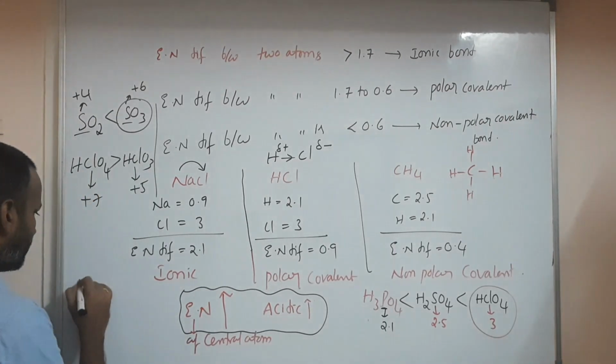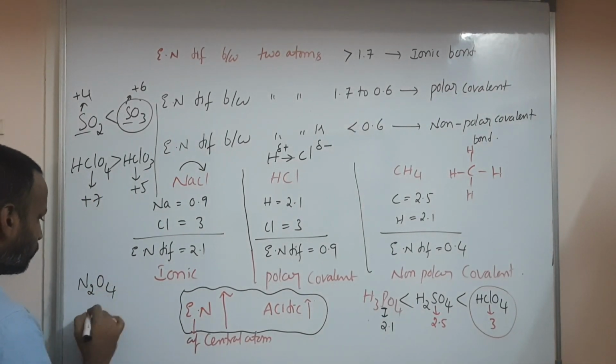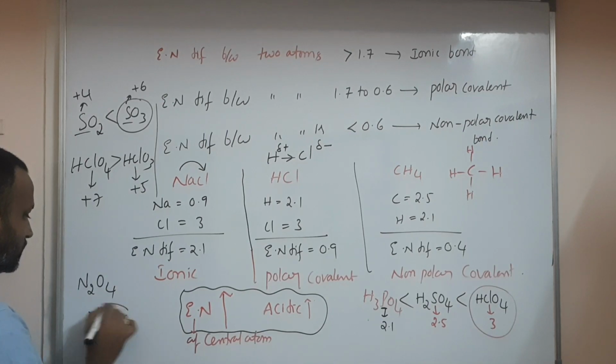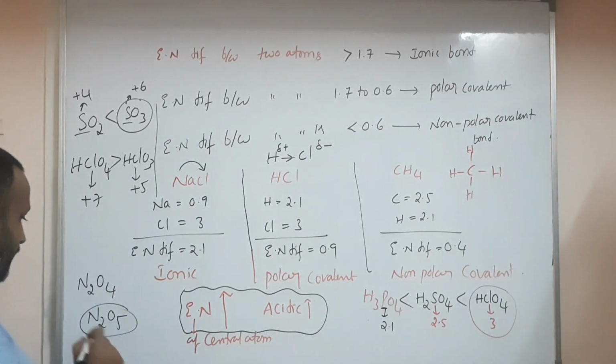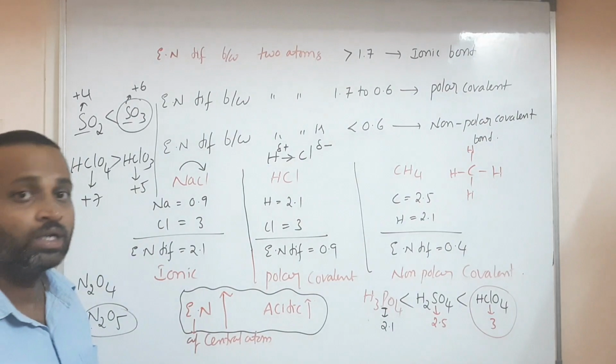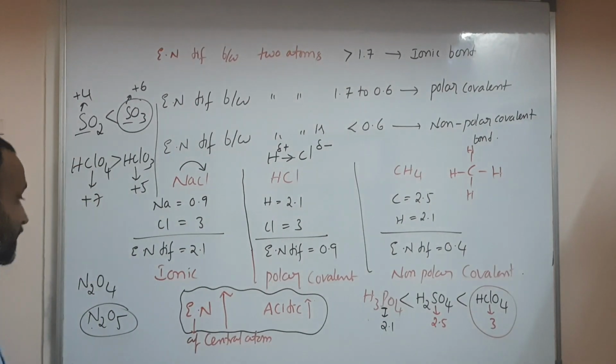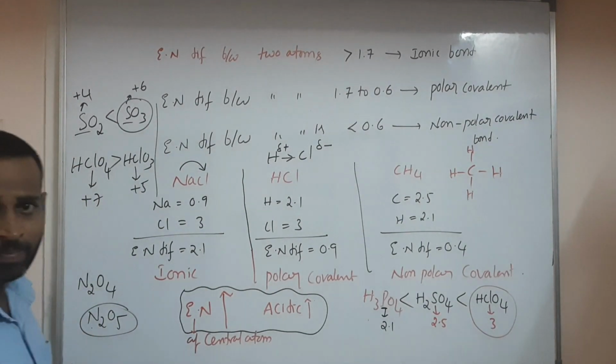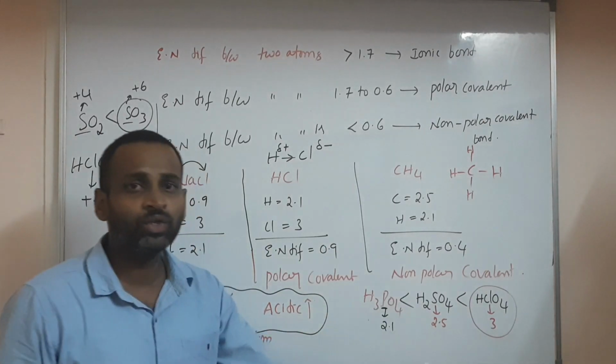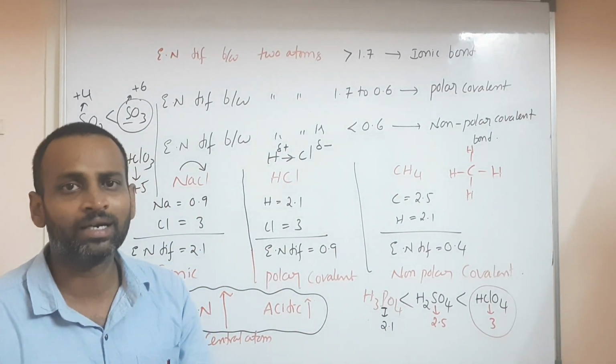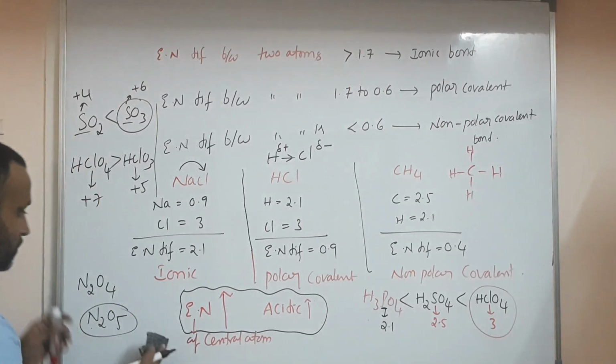Understand? Simple. Like N2O4 and N2O5, which is more acidic? N2O5, because the nitrogen oxidation state is more. So by using oxidation state you can say when the central atom is the same. If central atoms are different, you compare just the electronegativity values. So this is also important.